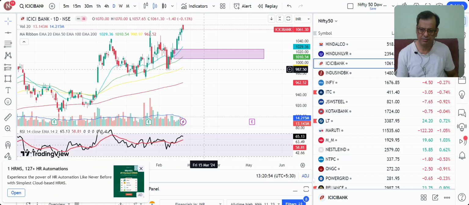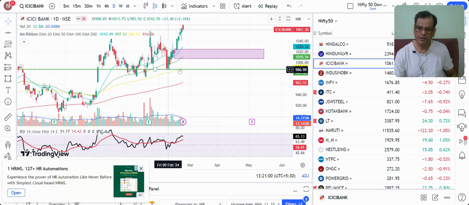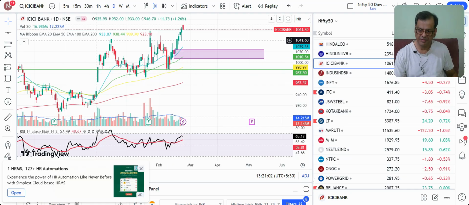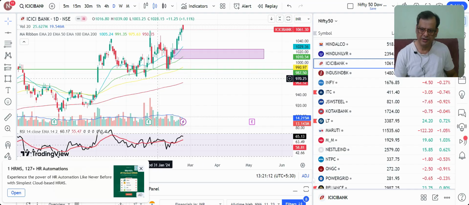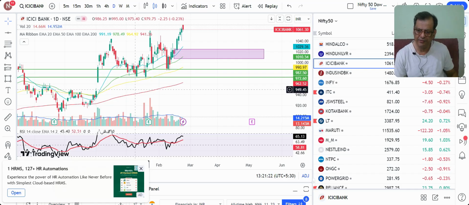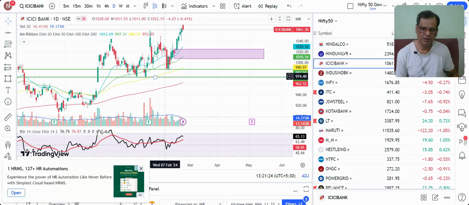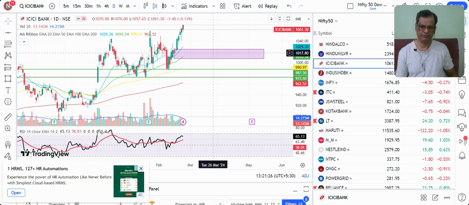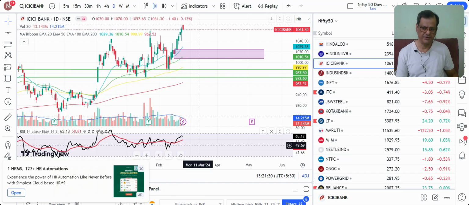Here in this place, I will put this as a support. See multiple wicks touching here and bouncing off. Wick touching here and bouncing off. Of course, some have gone below, but you can keep another one here if you want. That will cover it. Like I said, support is a zone. So you cover this zone as support. Now this is a demand zone. This is support and this is a demand zone.